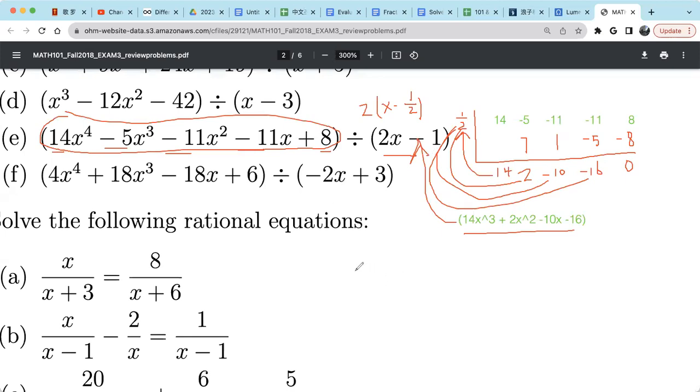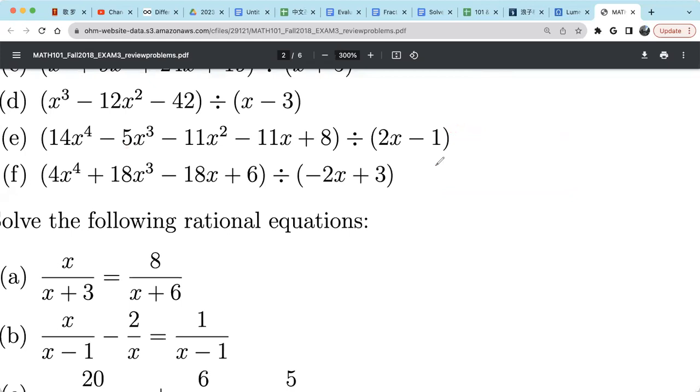So let's see F. F, we're going to do the same thing. We see 4, the coefficient of x raised to 4, 18 is the coefficient of x raised to 3. Oh, we're missing x squared, right? So we're going to add a 0 in there. Then we have -18, the coefficient of x. We have a constant. And this one we're going to rewrite by factoring out -2, as x minus 1/3. Okay. Now we have our numbers.